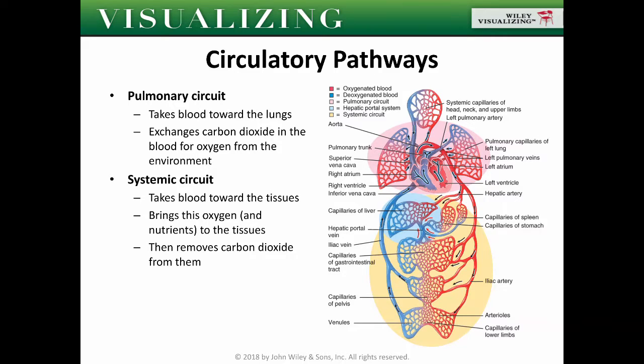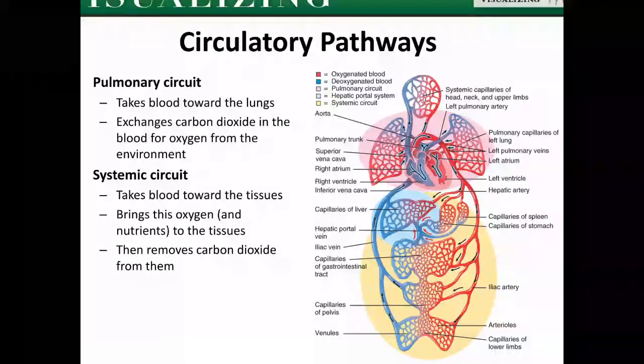So basically, the pulmonary circuit delivers oxygen-poor blood from the heart to the lungs for them to be enriched with oxygen. And the systemic circuit is the delivery of the oxygen-rich blood from the heart to the rest of the body. Okay, so these are the circuits.